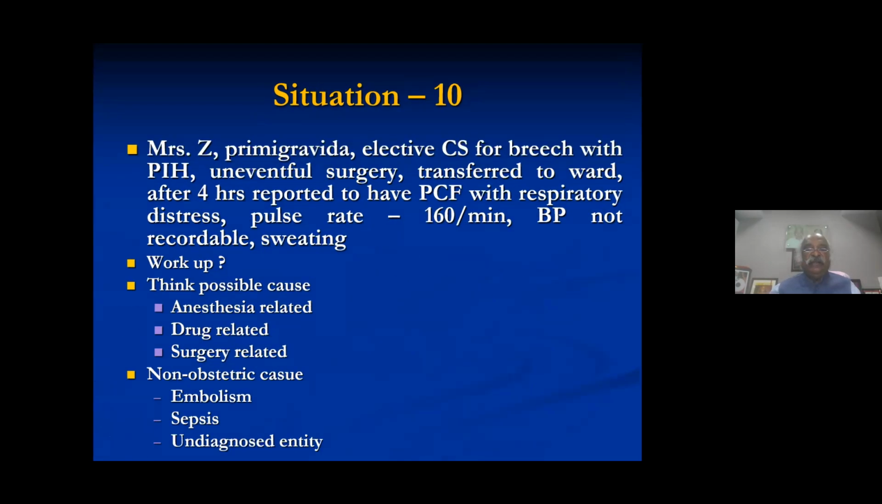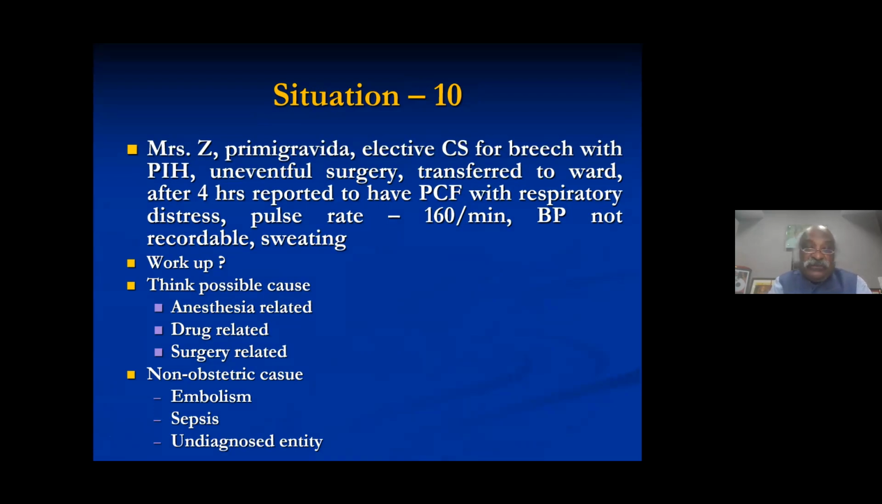You must do that. This is another case: primigravida, elective CS for breech with PIH, uneventful surgery, transferred to ward after 4 hours, and then reported to have peripheral circulatory failure with respiratory distress, pulse rate 160 per minute, BP not recordable, patient sweating. Now, what should be the workup? You must think what should be the cause.